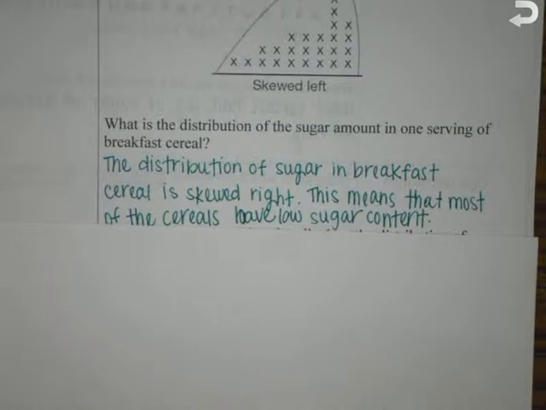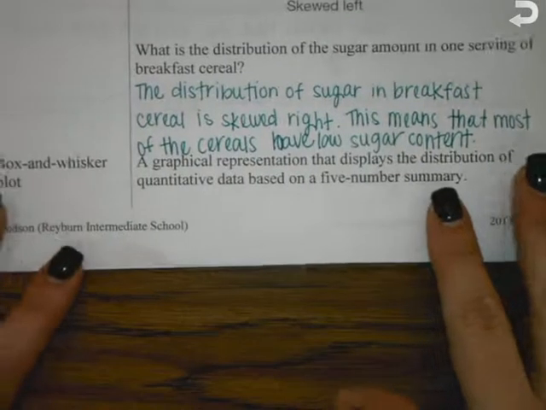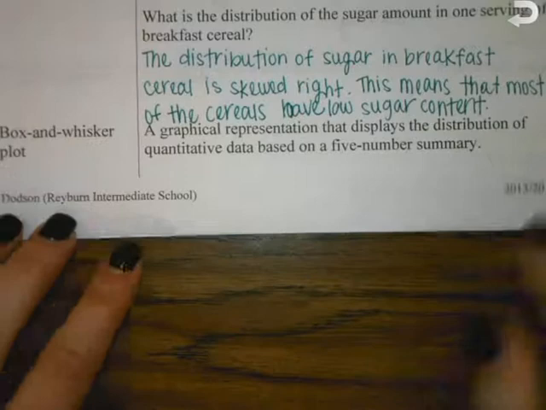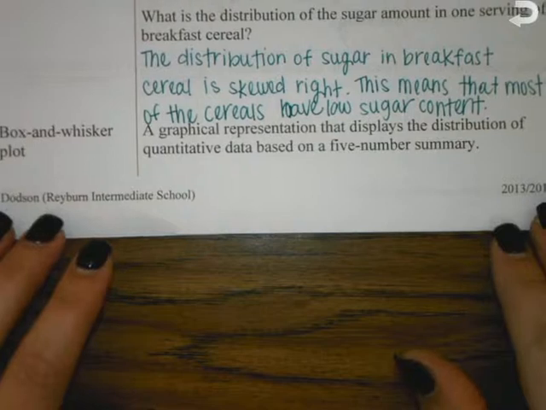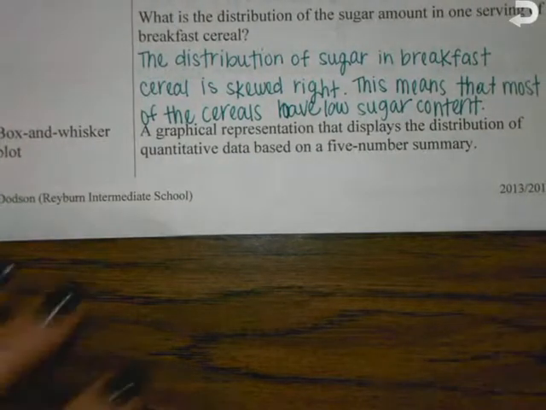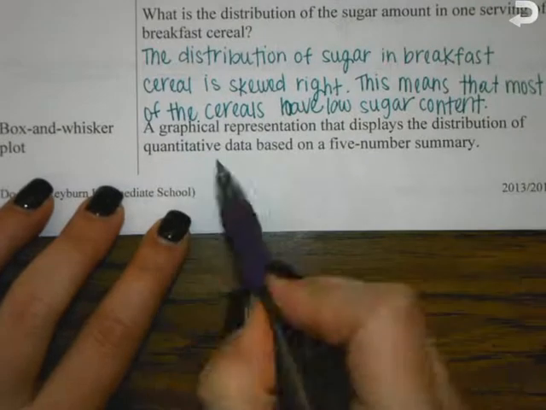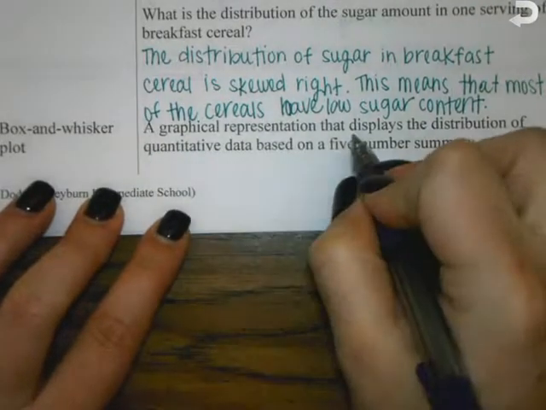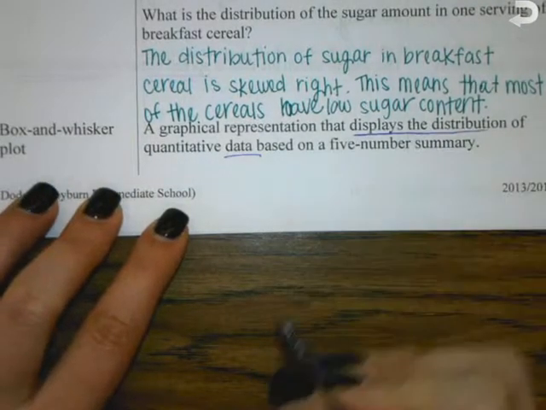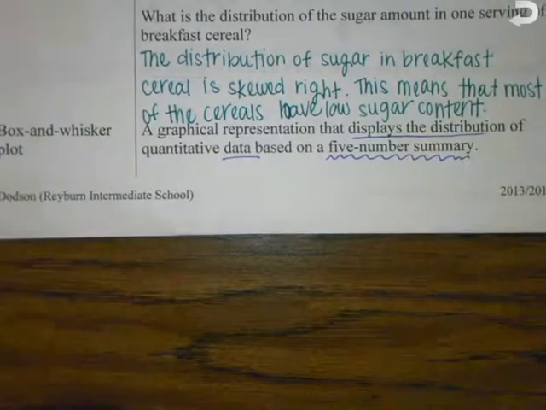Okay. Definition of a box and whisker plot. A box and whisker plot is a graphical representation that displays the distribution of quantitative data based on a 5-number summary. That's a very mathematical definition. It means it's a graph that displays the distribution of data based on what we call a 5-number summary. And I'll give you the definition of 5-number summary in just a second.